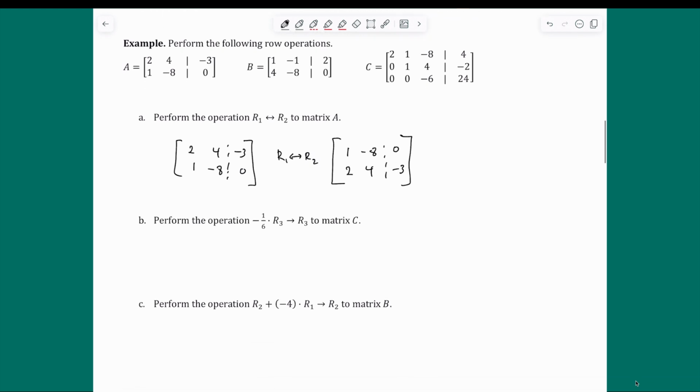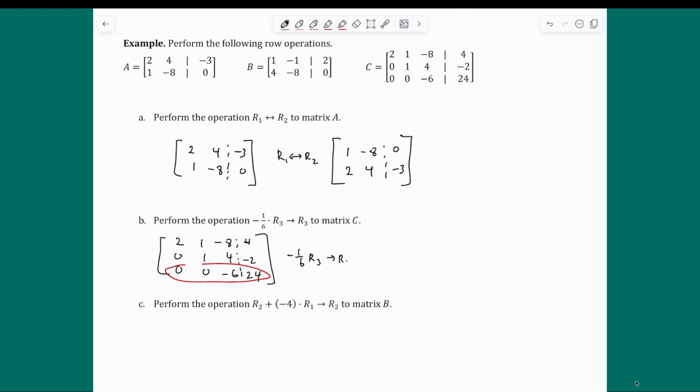For B here, we're actually performing the operation negative 1/6 times R3 to get a new row 3. And we want to do this to matrix C. So what we do here is take our old matrix, 2, 1, negative 8, 4, 0, 1, 4, negative 2, and 0, 0, negative 6, 24, and the dotted line goes right there. So we're primarily working with this row here, right? So we're going to multiply each entry there by negative 1/6.